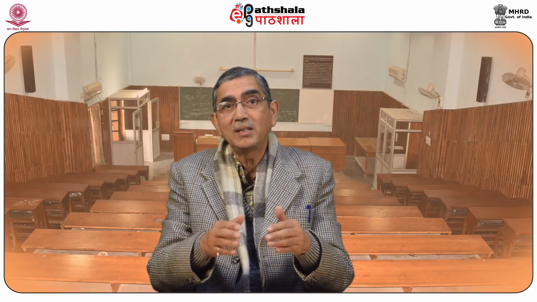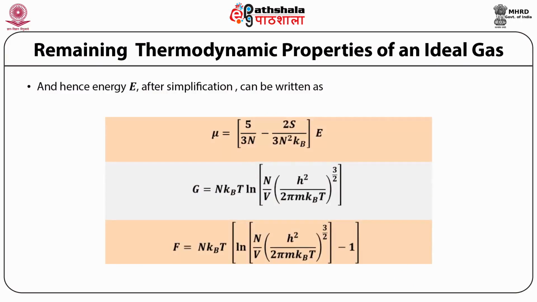This expression for entropy in equation 12 of an ideal gas was first calculated by O. Sackur and H. Tetrode in a series of papers separately during 1911 and 1912, using for the first time quantization of phase space in classical statistical mechanics. Remaining thermodynamic properties of an ideal gas.